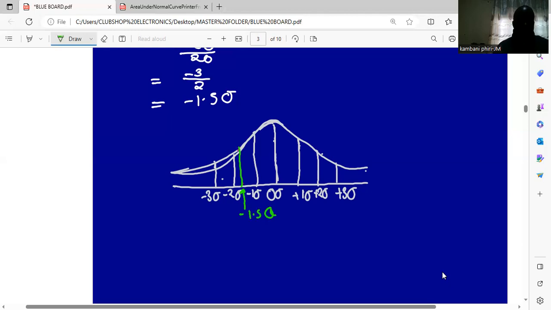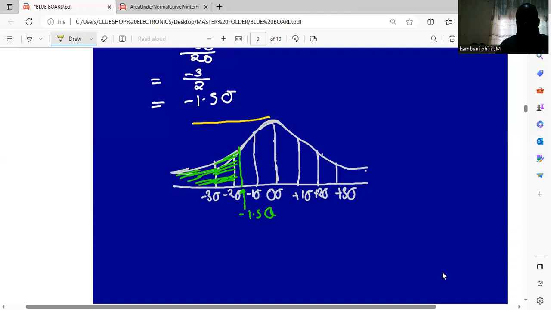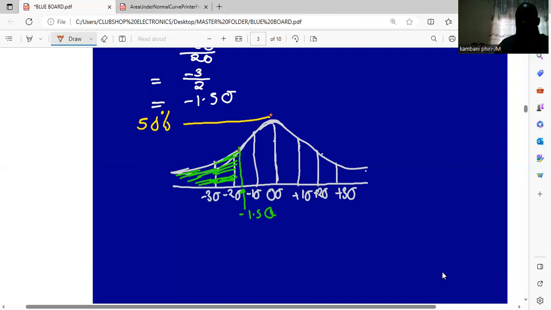Now, according to the question, we're interested in the number of bulbs that will expire in less than 90 days. So we are saying less than 90 days here, and we're interested in this part. How do we handle this? You know that from the 0 sigma, from mu, on this side, this represents 50%. Then on the other side also represents 50%.